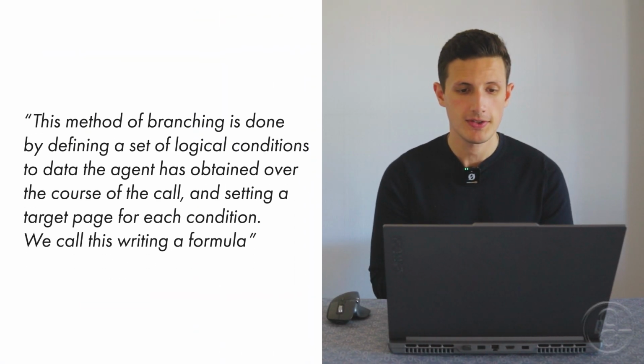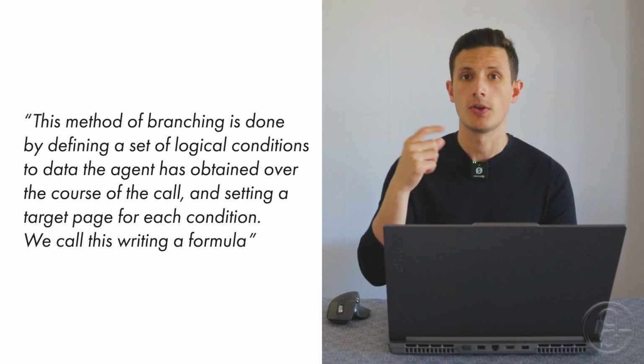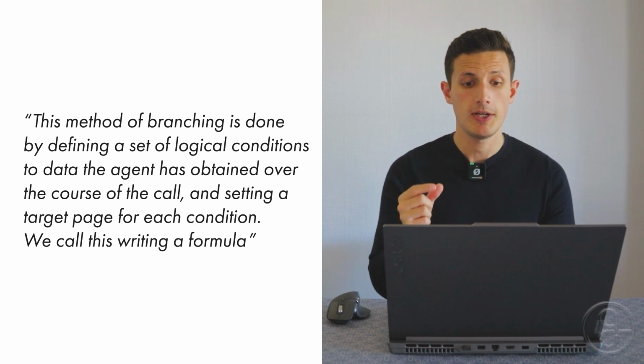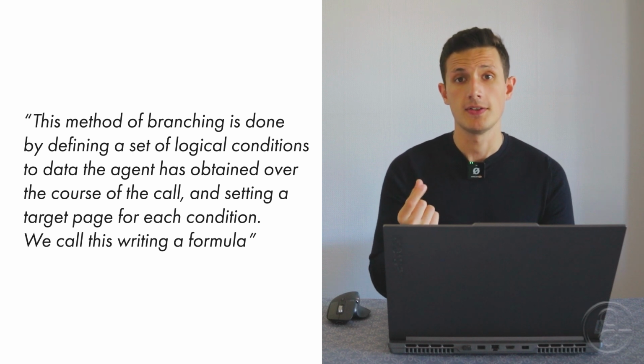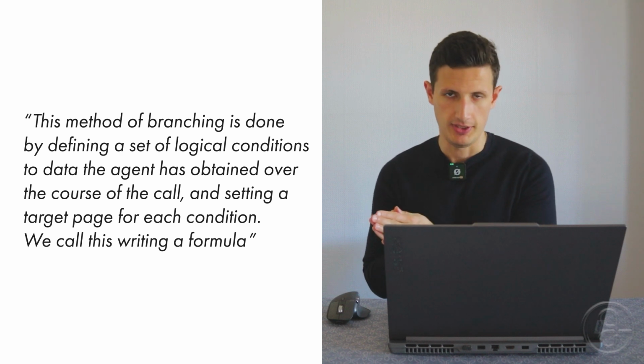Formulas are a way of branching, and they define a set of logical conditions to the data the agent, Grace, the AI agent, has obtained over the course of the call, and set a target page for each condition. We call these formulas logic nodes. This is more advanced branching, or data-driven branching. So you can really customize the playbook and flow based on what your goal is when receiving callers and where you would like the caller to go based on his or her actions.